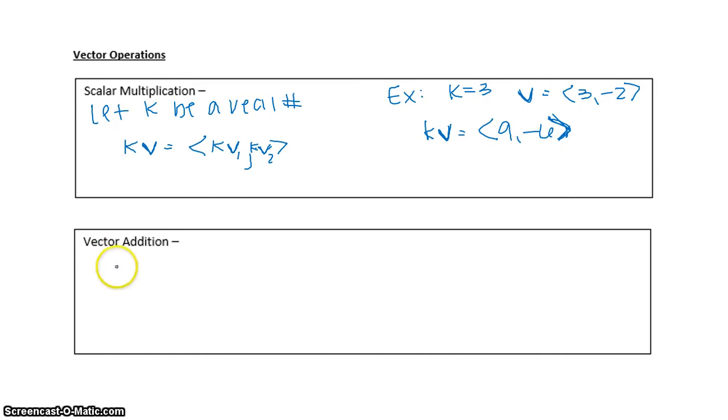You can also add vectors, which would mean you could also subtract them as well. So if I have vector u plus vector v, I take the first component of vector u plus the first component of vector v, and then the second component of vector u plus the second component of vector v.